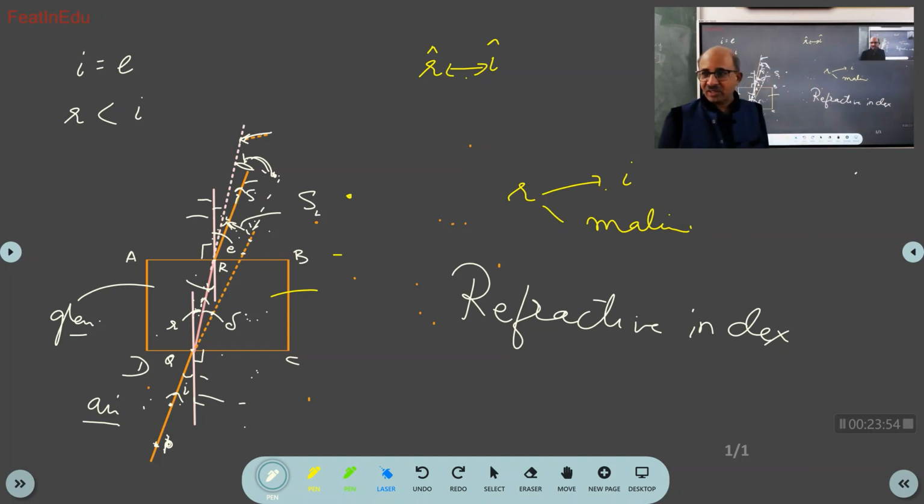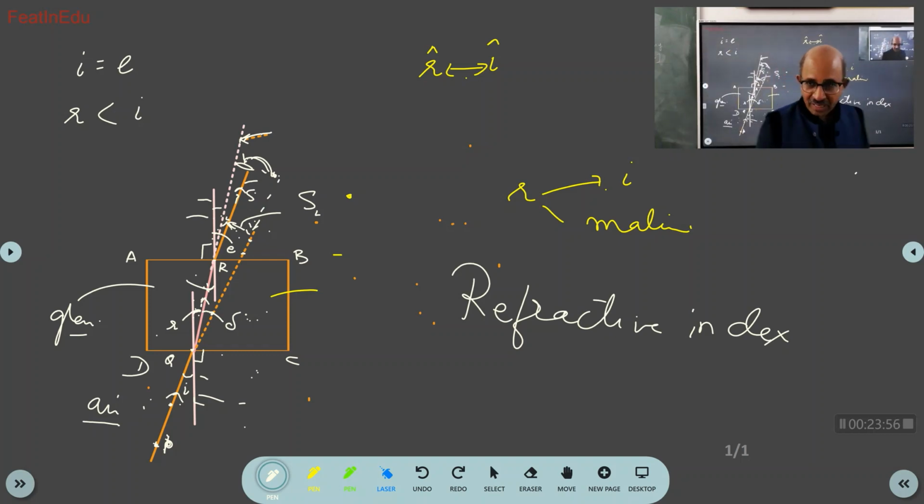So refractive index is a figure of merit which will tell you how much the light will bend. If I want more bending, then I have to use a material of high refractive index with respect to the surrounding. You got it? See, the refractive index of a material will not depend upon itself alone. It also depends upon where you are keeping it.